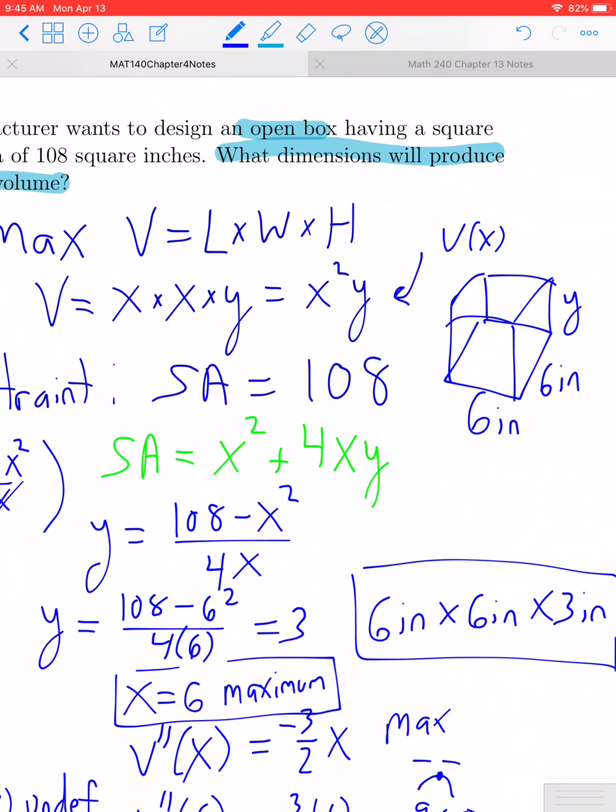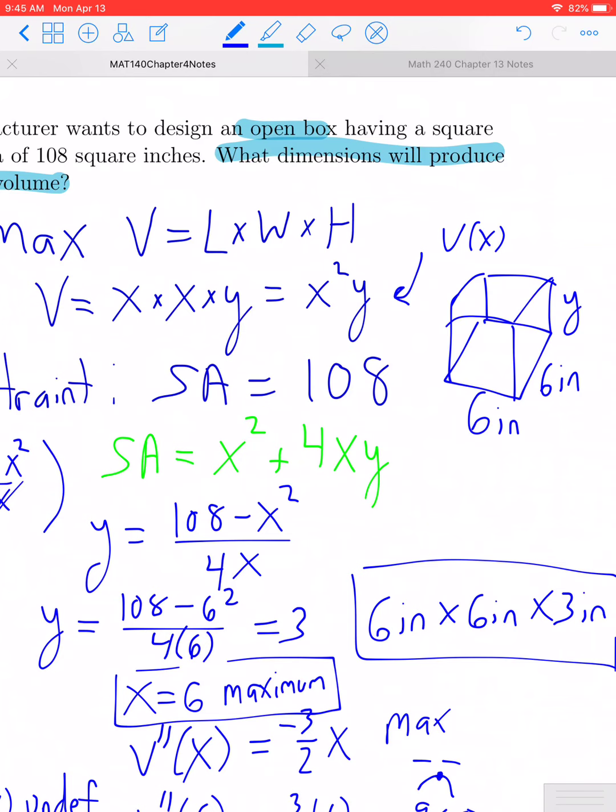If we have a square box and we want to make it with the maximum possible volume, and we're constrained to only using 108 square inches for the surface area, then the dimensions of the box that we would want to use would be a 6 inch by 6 inch by 3 inch box.